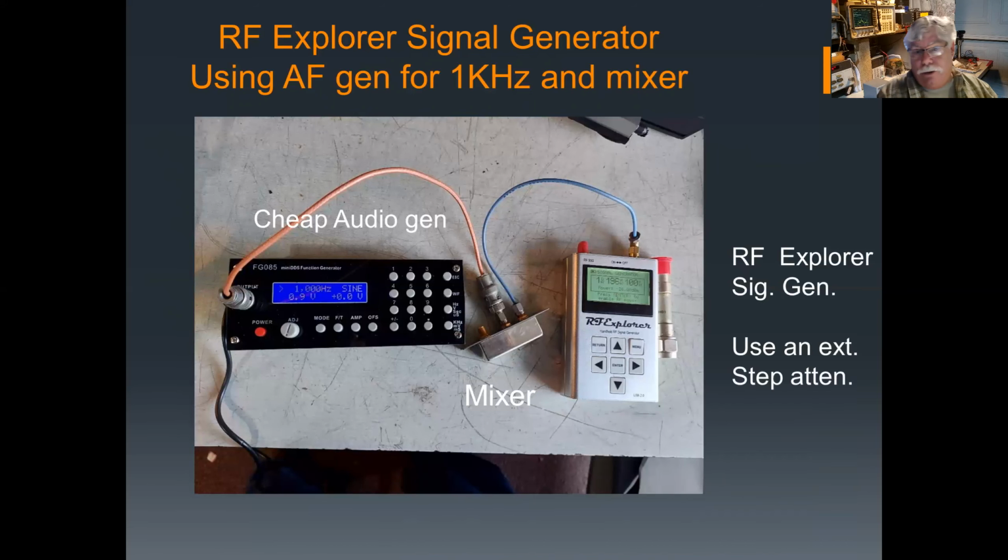Here's an example. I used my RF Explorer signal generator and ran it into a mixer. I had a Watkins-Johnson 4 gigahertz mixer. The generator went into the LO port, the 1 kilohertz tone went into the IF port, and the signal comes out on the generator's frequency, modulated with a 1 kilohertz tone, on the other port. Then you put whatever attenuation you want on it to arrive at a good signal.